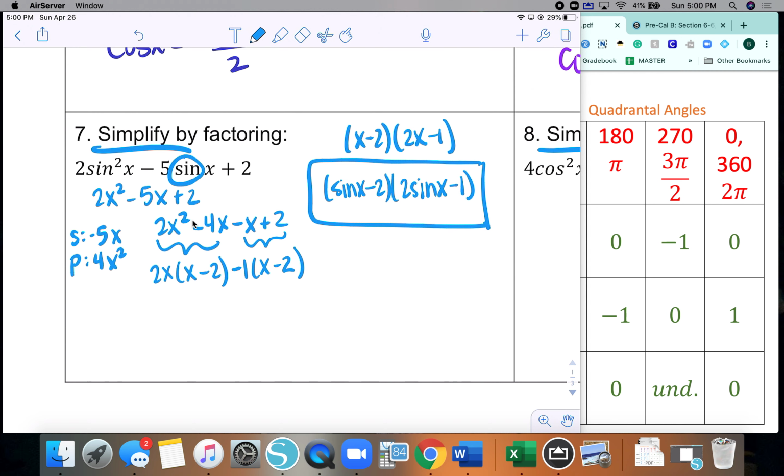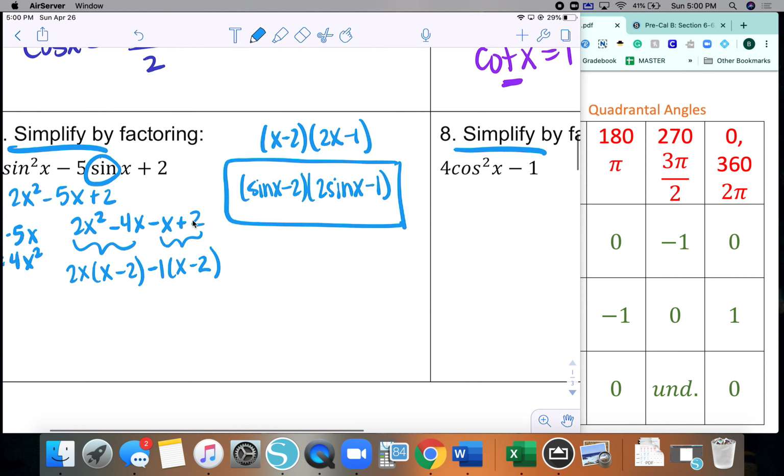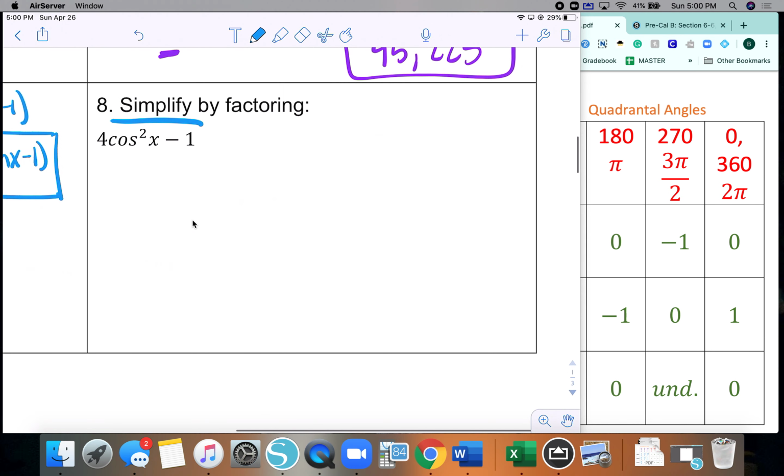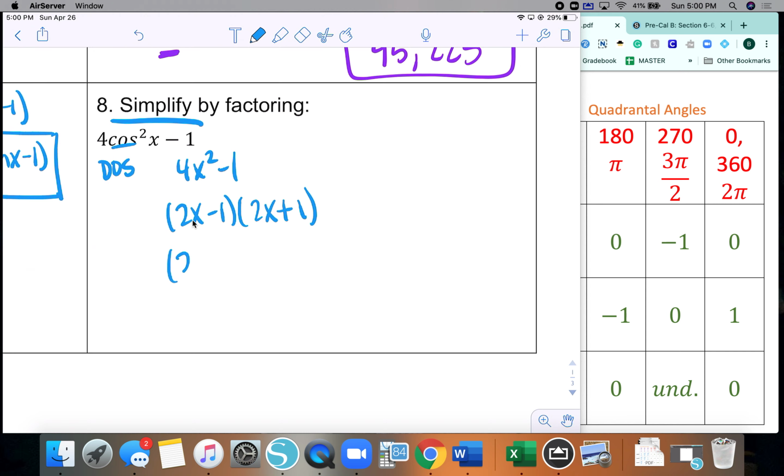So make sure you not only factor, but you also make sure you put the sine back in for the x's. Problem 8, this is a difference of squares. It would be 4x minus 1, so you would have 2x minus 1 and 2x plus 1, and then just go back and put that cosine in wherever you see an x.